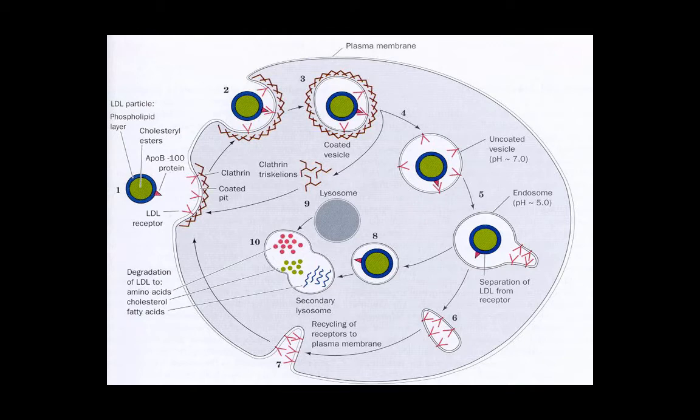ApoB100 to amino acids, cholesterol esters to what? What's a cholesterol ester? Cholesterol plus a fatty acid, right? So the cholesterol esters are converted to cholesterol and fatty acids. Cholesterol remains cholesterol. Now we have amino acids, cholesterol, and fatty acids in the cell.